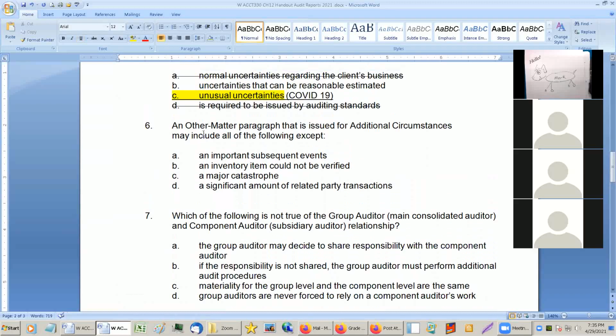Other matter paragraph issued for additional circumstances that may include all the following except. So which one of these would you probably not put in as something special?